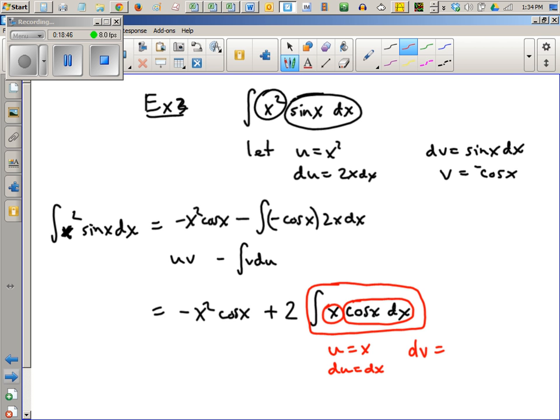It's this cos x dx. No, we ran into another integral we can't solve. So we're using parts again. So what's v? Sine x. That's right. Just simply sine x.